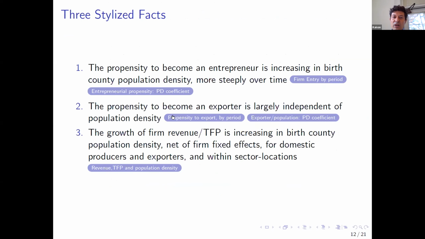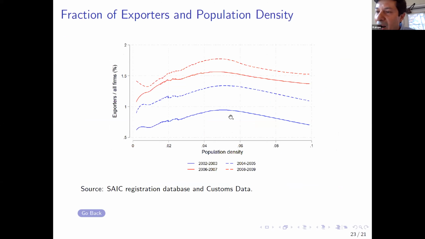Okay, the next thing we're going to look at is the propensity to become an exporter. And here you see a very different picture. What we have here on the y-axis is the fraction of firms who actually move in, who also do exporting. And what you see here is no relationship. It's increasing over time, but there's no relationship with population density. Now, you might say that this is just mechanical again, because we just saw that the number of domestic firms is increasing very steeply with population density. So of course, your denominator is very large. And so as a result, even though the number of exporters is increasing, it's just increasing at the same rate.